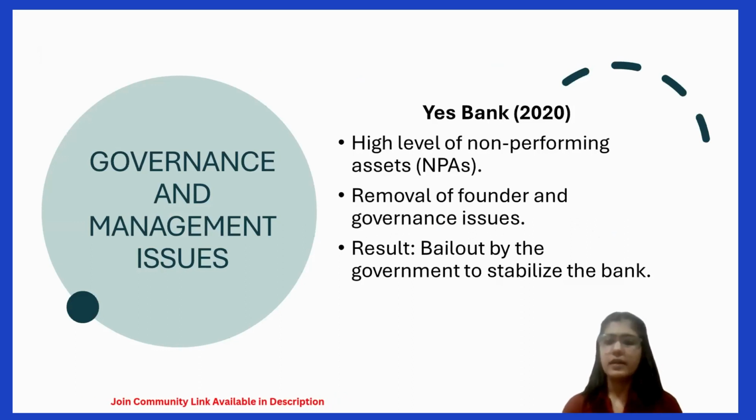So now we'll look into a case of Yes Bank. It is a classic example of governance and management issues. The bank had high levels of non-performing assets that were not adequately disclosed. This lack of transparency led to a crisis of confidence and a government bailout to stabilize the bank. Strong governance and transparent management.